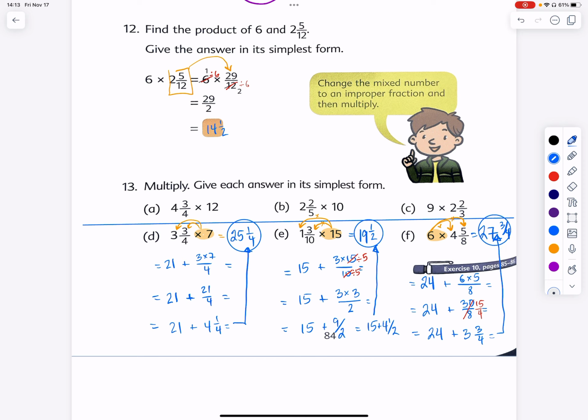I hope you found this lesson useful. Again, I am using the distributive property. I say break up the mixed numbers into the whole and fractional part, multiply step by step. You are free to use the method where we convert the mixed number into an improper fraction. I like this method better because it allows us to simplify and work with smaller numbers.